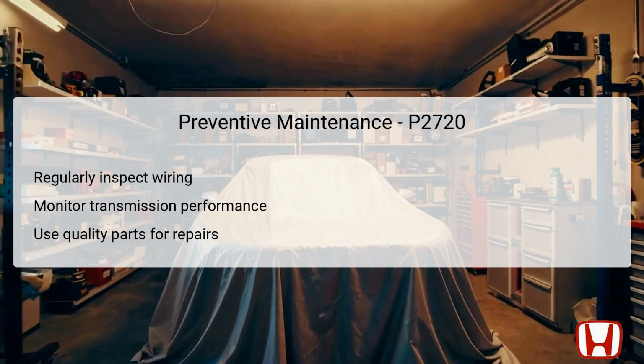corrosion at connection points. Monitoring the overall performance of the transmission during regular vehicle operation will help in identifying any irregularities early. Additionally, using only high-quality OEM or authorized replacement parts during any repairs can help prevent similar issues from occurring in the future. Following these maintenance tips will aid in prolonging the life of the transmission and ensure the vehicle operates smoothly for years to come.